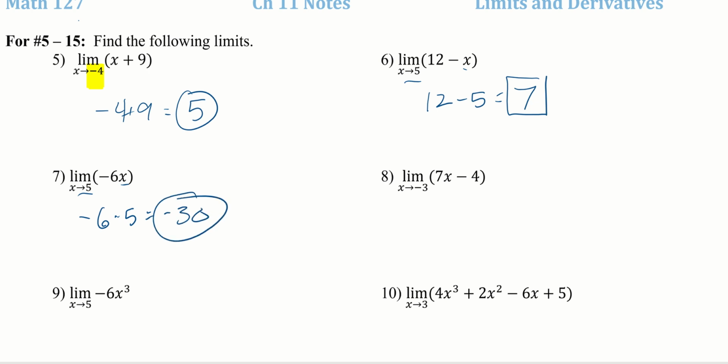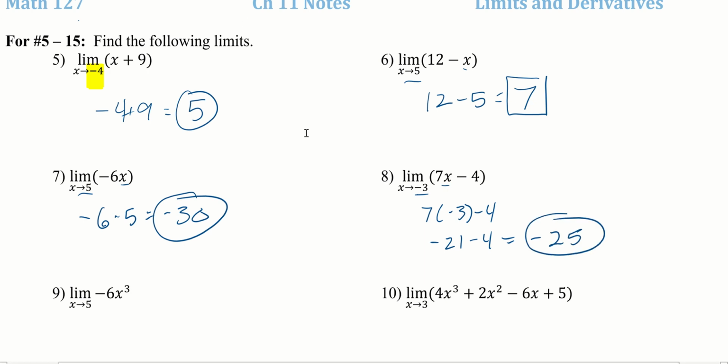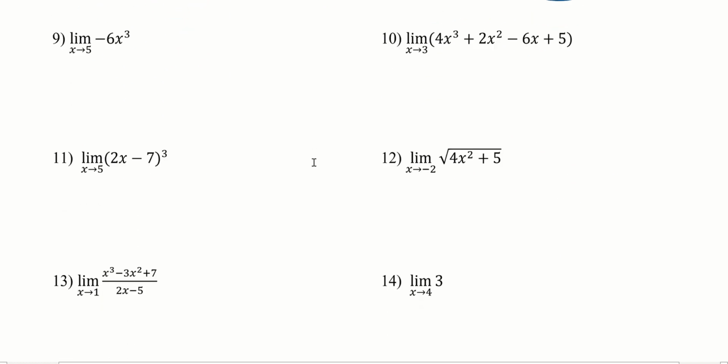Cool. Keep going. This one, plug in -3, so 7 times -3 minus 4, so -21 minus 4 gives me -25. Number 9, we've got a cube function here, so we've got negative 6 times 5 cubed. 5 cubed is 125 times 6, that's going to give me negative 750.